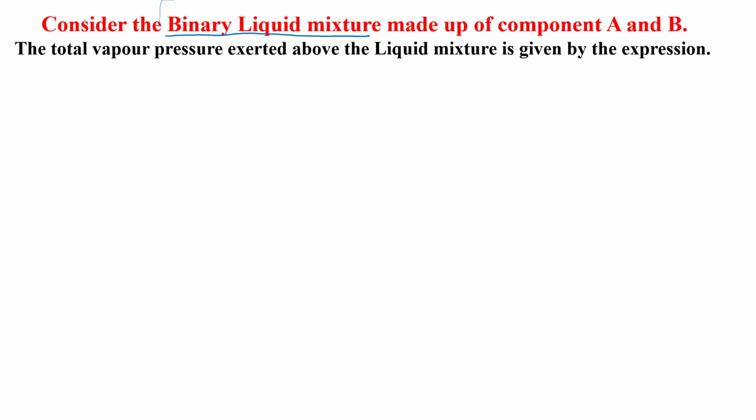So right here, I want us to understand more about ideal solution and those characteristics we have been looking at. And we want to see, if you consider a binary liquid mixture made up of components A and B, are we there? Now, we're saying that the total vapor pressure exerted above the liquid mixture is given by the expression. Which expression do you think that is?